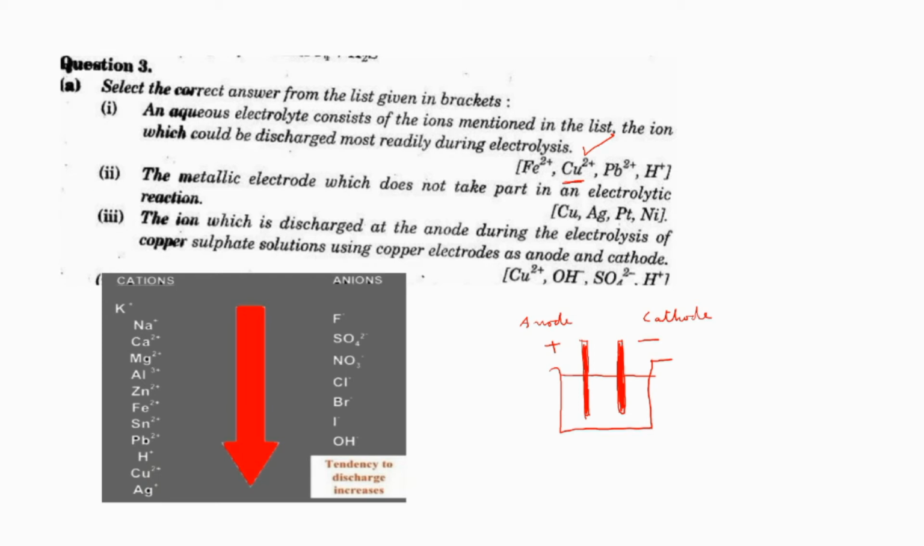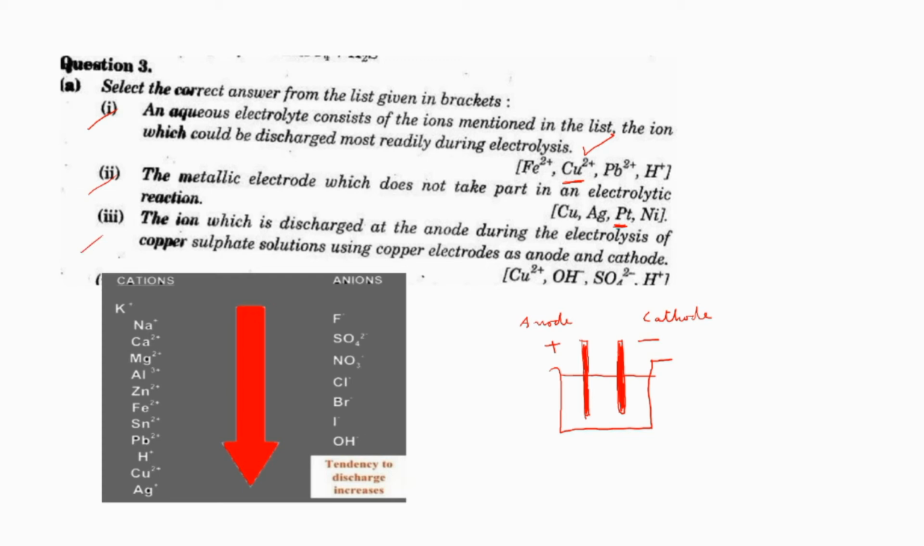Yes, easy. Next one, read and find out the metallic electrode which does not take part in electrolytic reaction: copper, silver, platinum and nickel. Platinum electrode is an inert electrode. It won't take part in electrolytic reaction. So the answer is platinum. You know that.